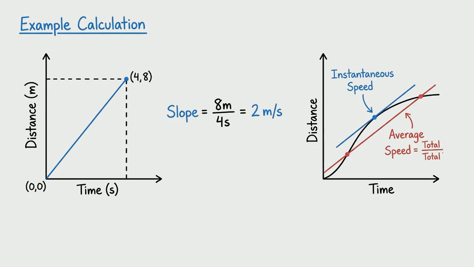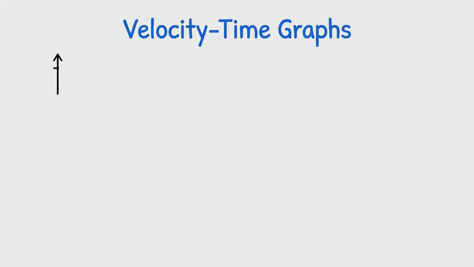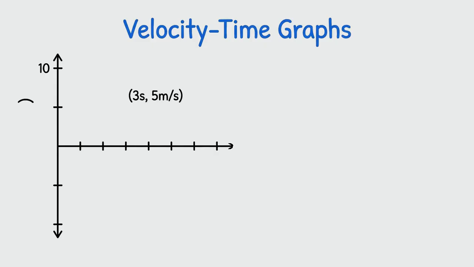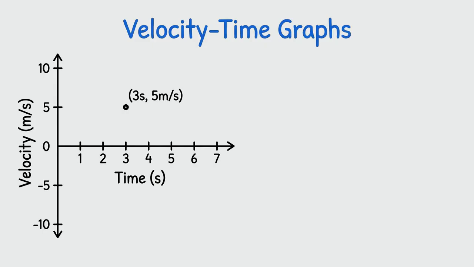If the graph is a horizontal line, velocity is constant. If the line slopes up, the object is accelerating. If it slopes down, it's decelerating. The slope of a velocity time graph is acceleration. So if velocity goes from 0 to 4 meters per second in 4 seconds, the slope is 4 divided by 4, which is 1 meter per second squared. That's constant acceleration. But here's the big difference.